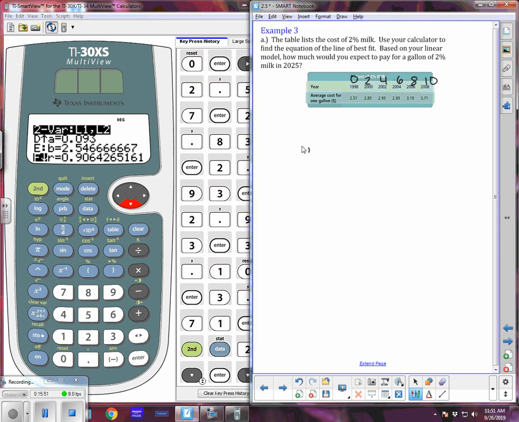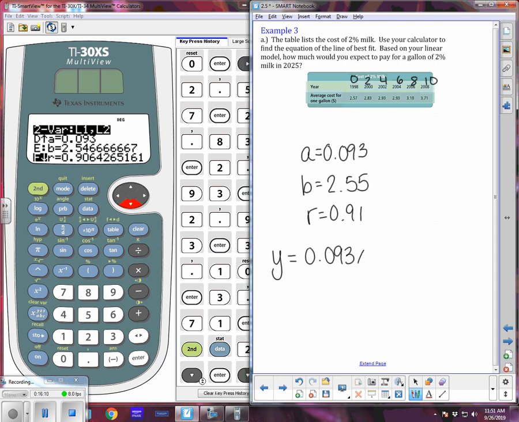So according to my calculator, little a is 0.093, little b is 2.55, 2 decimal places is good, and r is 0.91. Now I want to talk about what those values mean. As an equation, y equals mx plus b, I get y equals 0.093x plus 2.55. That's my equation of a line of best fit.